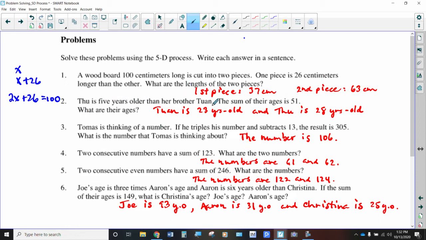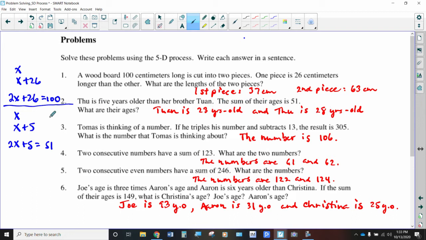Next, 2 is 5 years older than Tuan. So if the combined age is 51, Tuan would be X, and 2 would be X plus 5. So that means 2X plus 5 would be equal to 51. You take away 5 from each side, then divide by 2, and it turns out Tuan, X, would be 23 years old, and 2 would be 5 years more than him, which would be 28.